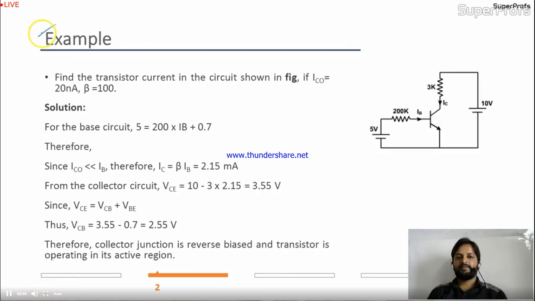Now one example is given, and the example says find the transistor current in the circuit. The transistor current we have to find if ICO is given as 220 nanoampere and beta equal to 100. So friends, let me tell you about this ICO first.